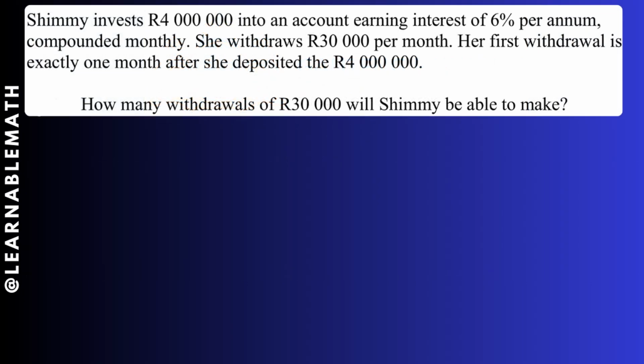All right, so we are given that Shimi invests 4 million rands into an account earning interest of 6% per annum compounded monthly. She withdraws 30,000 rands per month. Her first withdrawal is exactly 1 month after she deposited the 4 million rand. How many withdrawals of 30,000 rands will Shimi be able to make? Okay, so this is the question now.